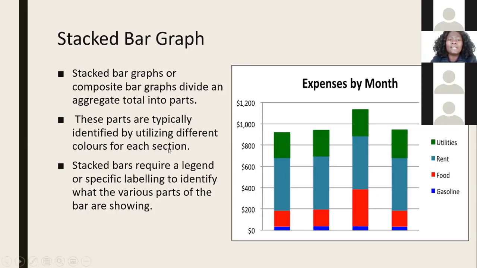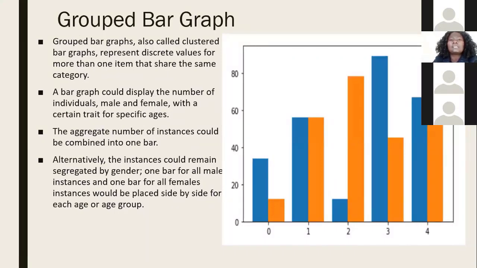And these parts are typically identified by utilizing different colors for each section. The stacked bars require a legend or specific labeling to identify what the various parts of the bar are showing. So do not forget to add this legend, because if you just present this chart without it, it will not make sense to anyone. So it's very important.